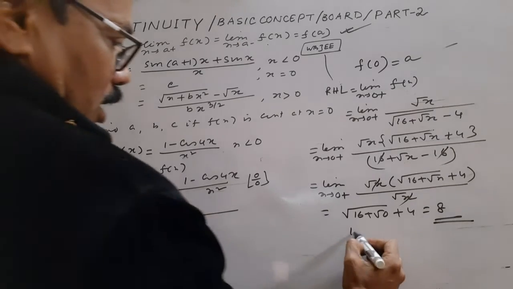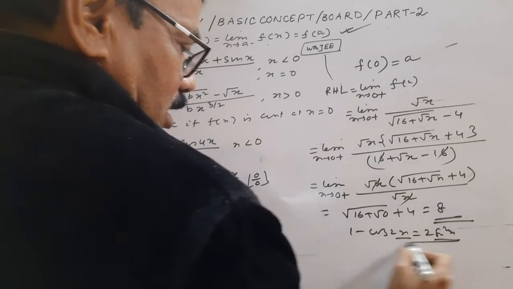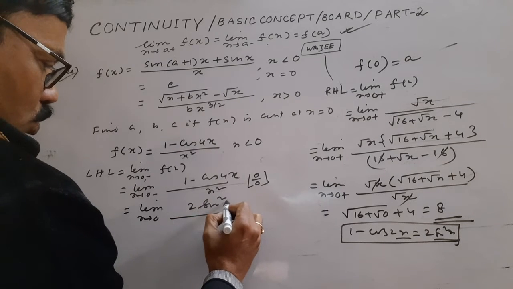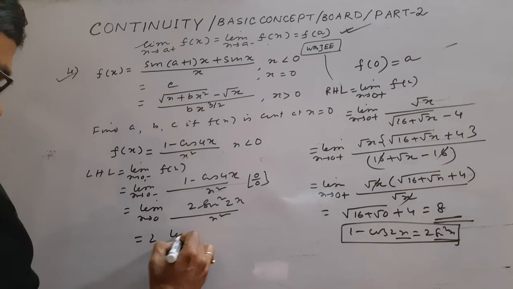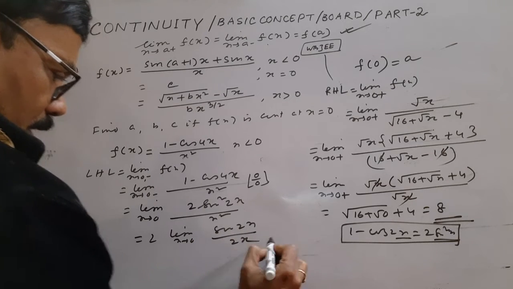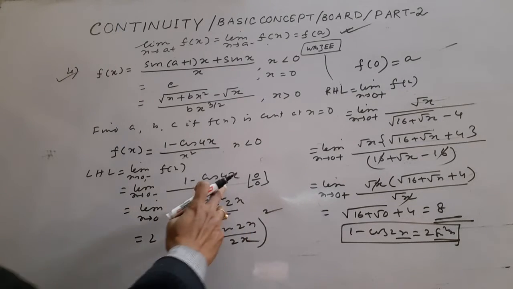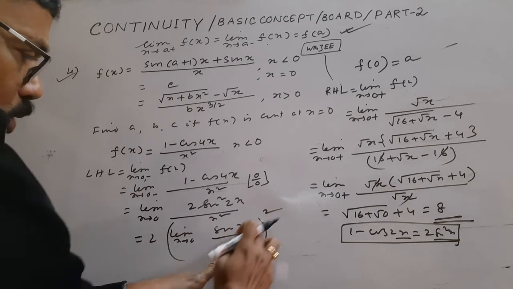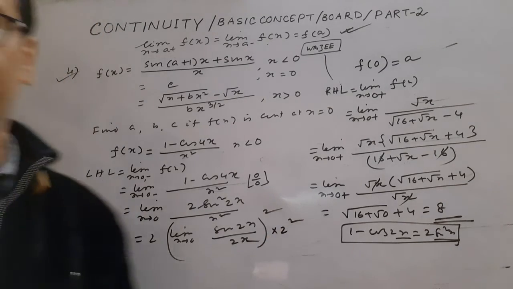Now look, 1 minus cos 2x is 2 sin square x. If it is 2x, this is x. So use the standard formula, 2 sin square 2x by x square. So 2 is outside. Limit x tends to 0, this is sin 2x. So to get the standard limit, this must be 2x. So the whole square, because squaring is occurring. So sin square 2x is balanced, x square is balanced. So 2 square at the numerator.